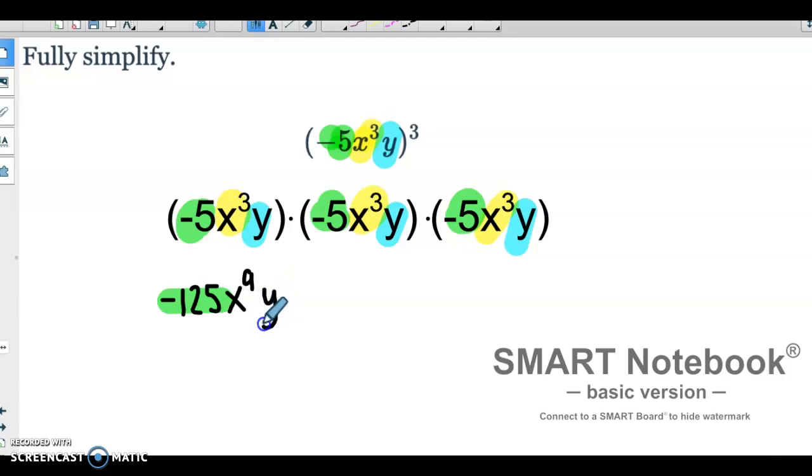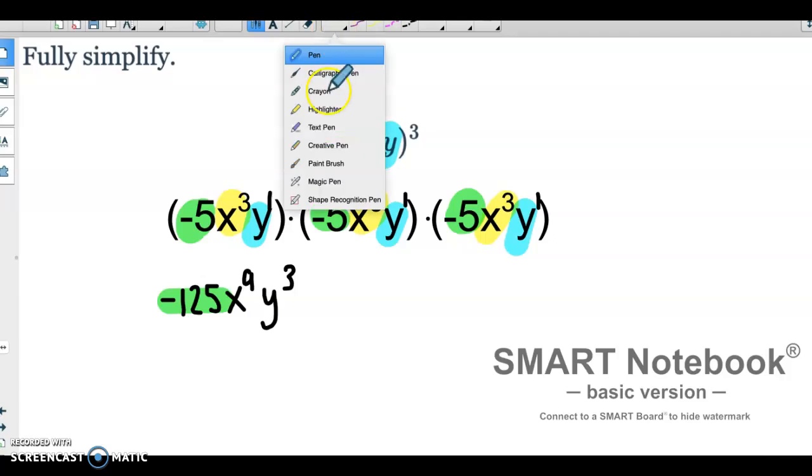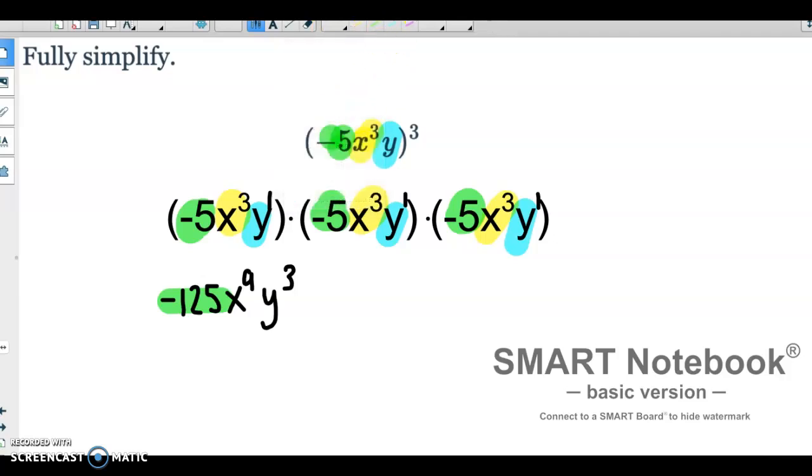And now we're going to look at the blue pieces, our y's. So remember, we're going to keep the base, so keep the y, add the exponents. Oh no, the y's don't have an exponent. Oh. So what does that mean? Remember, when there's no exponent written, we assume it is a 1. So these y's all have an exponent of 1. We just don't write it there. So add up the exponents. 1 plus 1 plus 1 is 3. And now you have fully simplified it because remember, fully simplifying means no negative exponents in your answer. So we are good to go on this one.